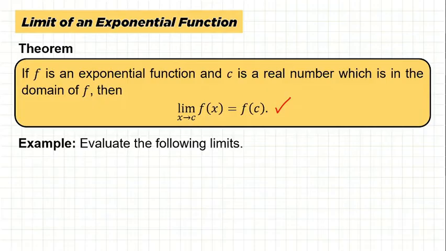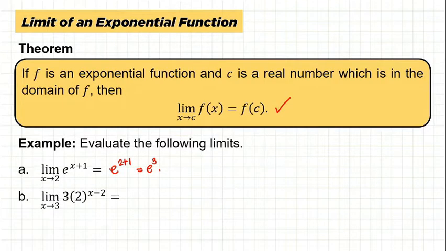Example, evaluate the following limits. So we have the limit of e to the x plus 1 as x approaches 2. Again, from this theorem, we can just do direct substitution and we have e raised to 2 plus 1. So we just substituted the value of c to x, and here our c is 2. So we have e to the power of 2 plus 1, and that is equal to e cubed. And this will be our final answer.